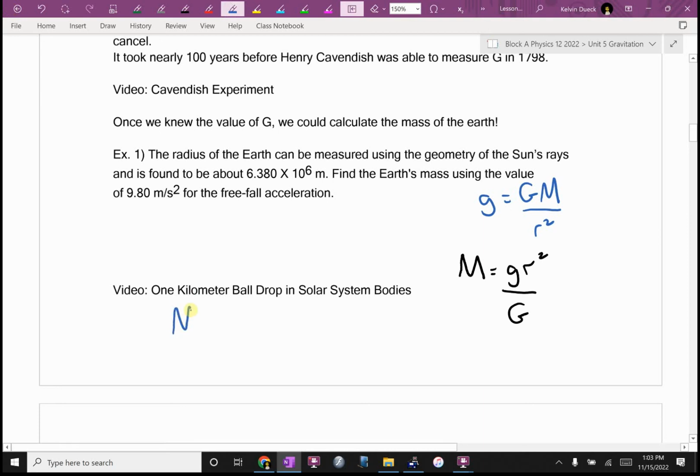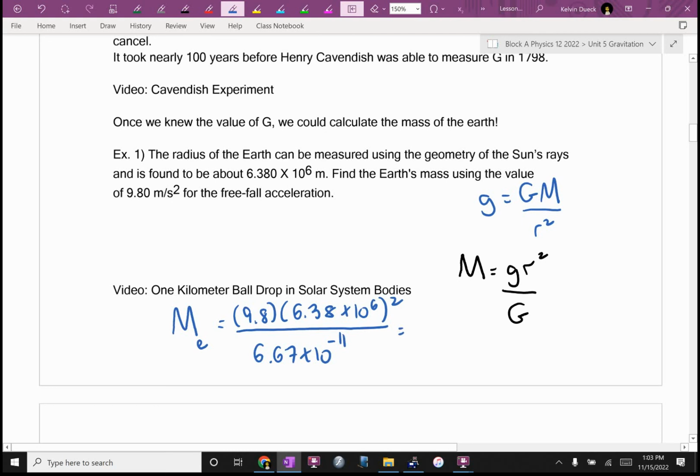He said the mass of the Earth has got to be, he knew little g. What's the acceleration due to gravity here on the Earth? What's little g? He put in the 9.8. He put in the radius of the Earth, 6.38 times 10 to the 6th, don't forget the squared, divided by 6.67 times 10 to the negative 11.